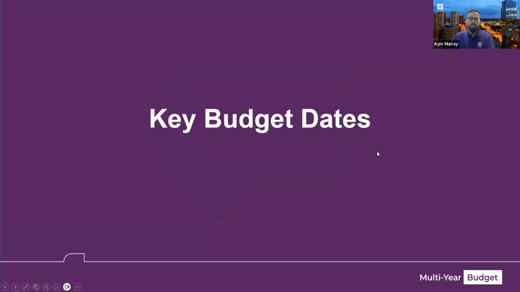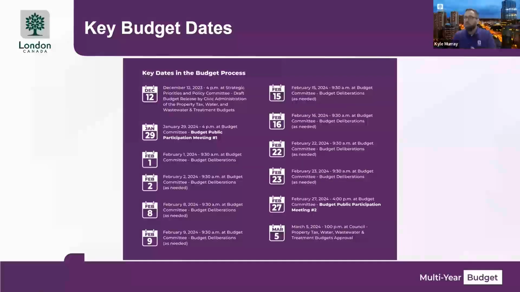So the next section really gets into what's ahead. So let's talk about some key dates and what we're embarking on over the next few months as we tackle the 2024 to 2027 multi-year budget process. The official kickoff of the process, I guess you'd say, is on December the 12th. That's when the draft budget will be released at the Strategic Priorities and Policy Committee.